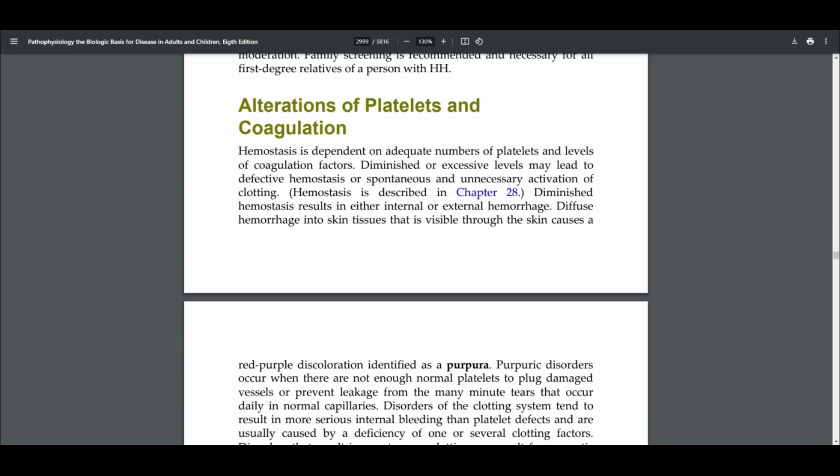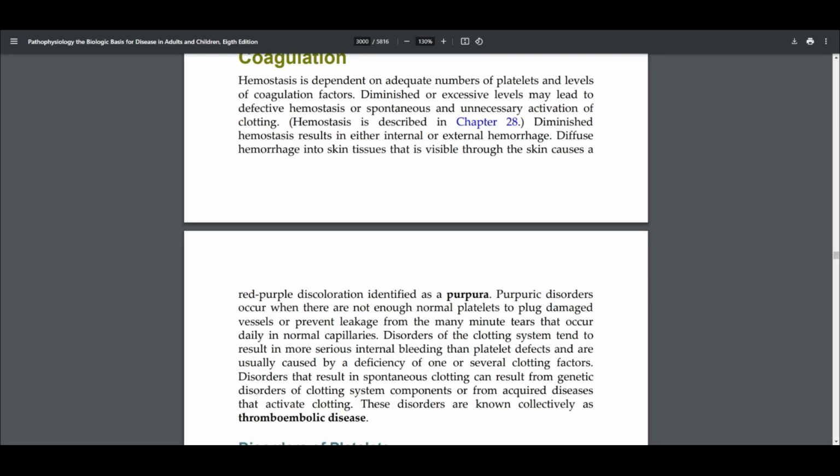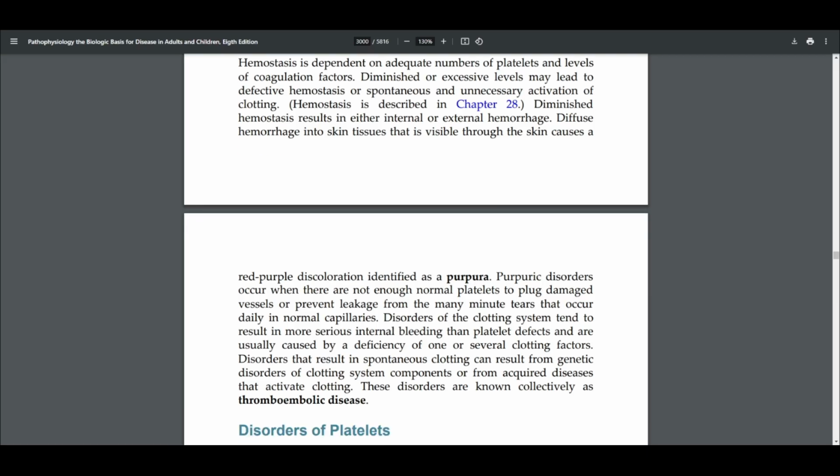So, alterations of platelet and coagulation. Hemostasis is dependent on the adequate number of platelets and levels of coagulation factors. Diminished or excessive levels may lead to defective hemostasis and spontaneous and unnecessary activation of clotting. Diminished hemostasis results in either internal or external hemorrhage.